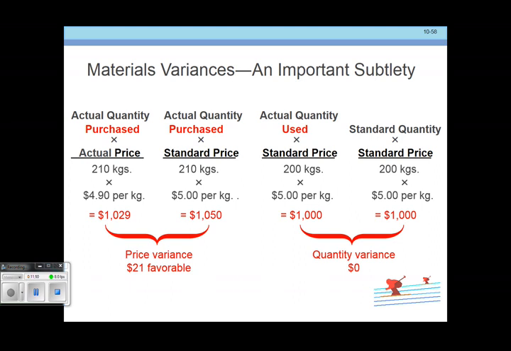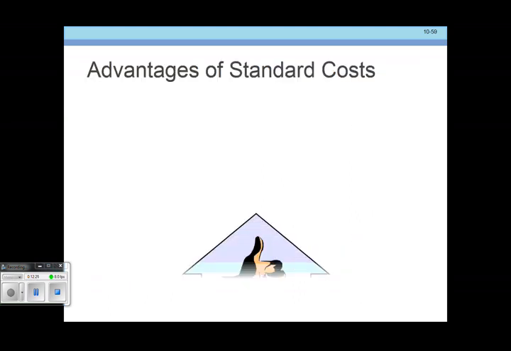When you purchase and use different amounts, that middle column, one will have the quantity purchased, the other will have the actual quantity used. So you measure the quantity variance based upon the amount used and the price variance based upon the amount purchased. And I will guarantee you will at least see a homework problem or something on that. So when you purchase and use different amounts, you kind of have to calculate two columns in the middle. In the event you use and purchase the exact same amount, you don't have to worry about that little subtlety.